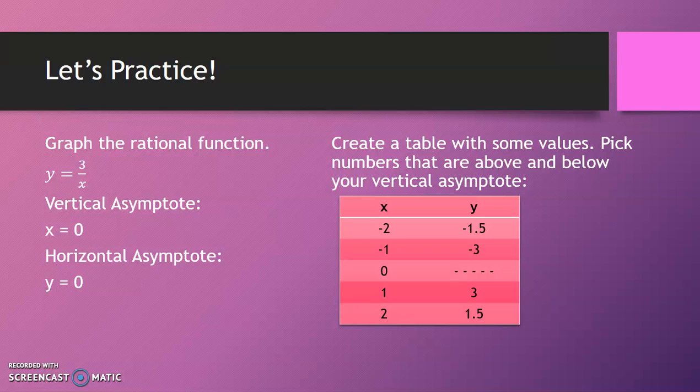That's my vertical asymptote. So numbers above and below 0 would be -1, -2, and then 1, 2. So what you're doing here now is evaluating the function at those points. You're going to take -2, -1, 1, and 2, and plug them in for x in the equation that I gave you. So you're taking 3 over x, so 3 over -2, 3 over -1, 3 over 1, 3 over 2. And that's how I get the points -1.5, -3, 3, and 1.5.